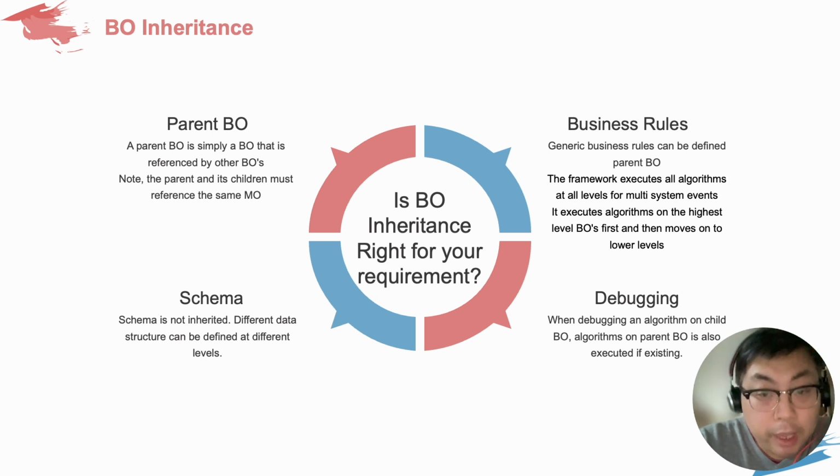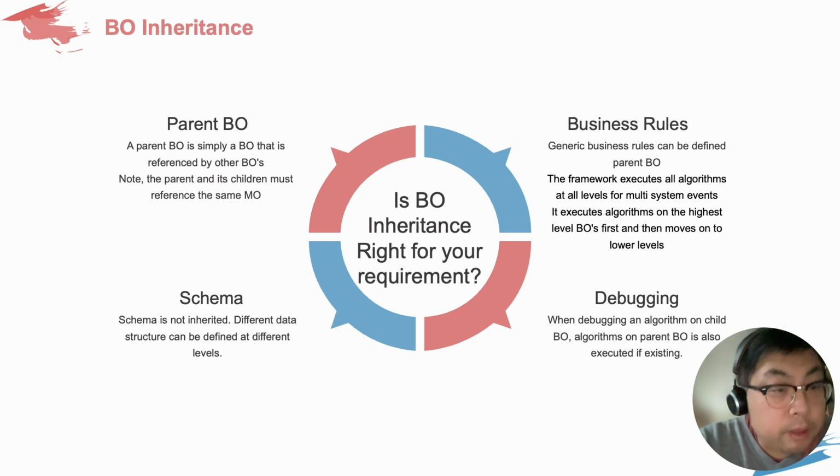So you can define a parent BO, and the parent BO is basically just a BO, and your child BO refers to the parent BO. They need to be referenced on the same MO, right? So that is quite easy to understand. The second bit is the business rule. Generic business rules can be defined on the parent BO, and when the system executes, it executes the algorithm on the parent BO first, and then the child BO.